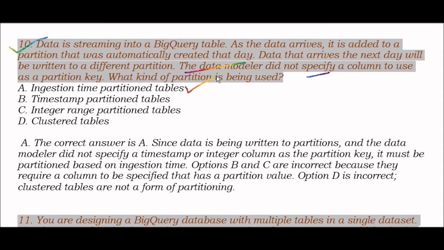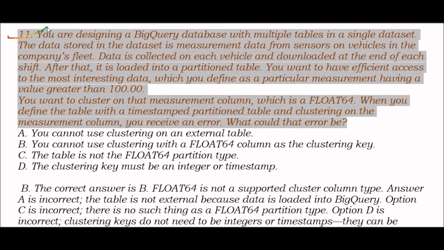Option B, timestamp partitioned tables. Option C, integer range partitioned tables. Both are incorrect because they require a column to be specified that has a partition value. Okay, option D, clustered table. So my dear, clustered tables are not a form of partitioning. That's why options B, C, D, they all are incorrect. Option A is correct. Next question, very important question.